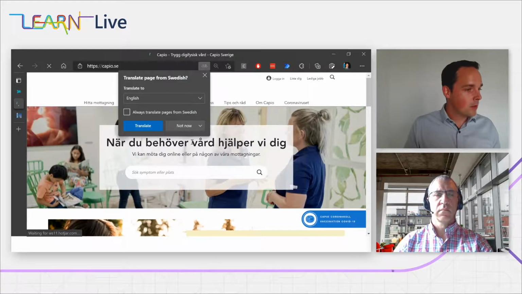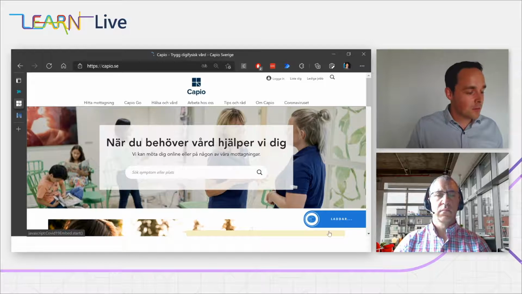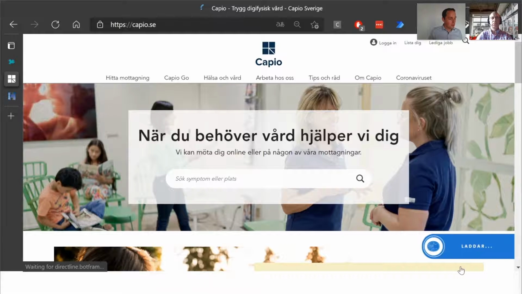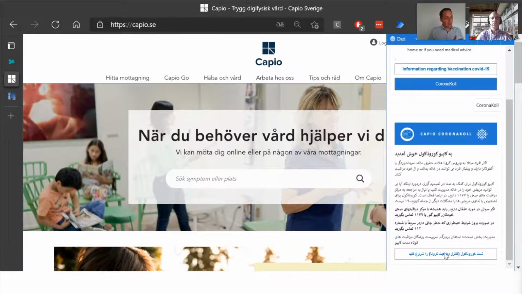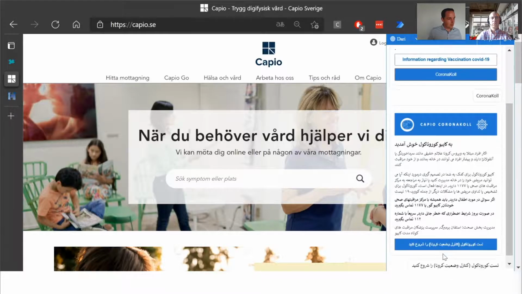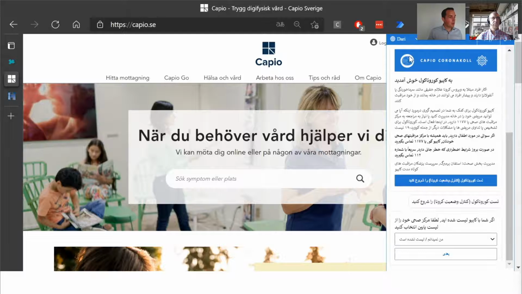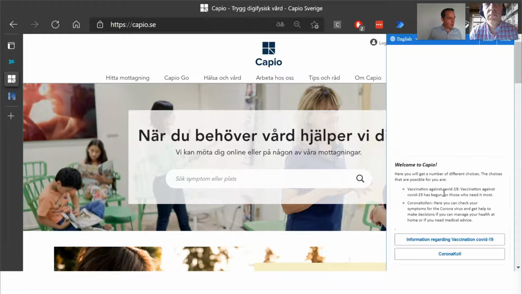It loads. So this is the Capio Corona call, or for the vaccination, and you see this is all in Swedish. As I mentioned, there are different languages. So we have English, French, Arabic. Even if I do Dari, let me click a couple of times through, it even goes from right to left or left to right. I think this is right to left. I'm not sure because I don't speak Dari. But for the sake of this demo, let me do it in English.